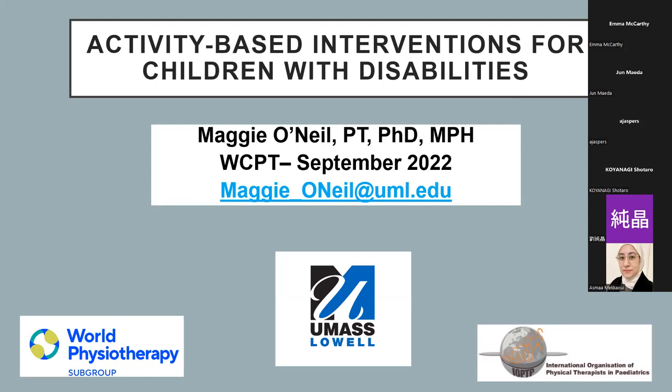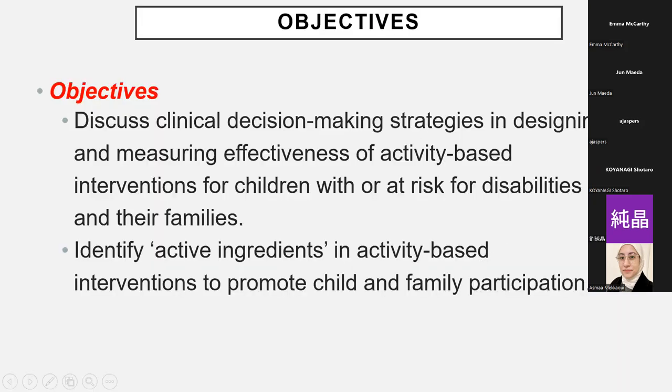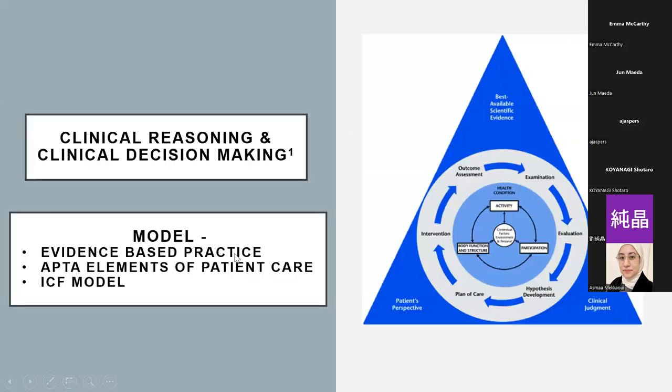So the first thing, if I can advance my slides, is my objectives from the grand tour of objectives for our presentation: to talk about clinical decision-making strategies specific to the children's needs in becoming more active, to be able to participate in the community settings and activities of their choice that are designed well for them, and certainly welcome in listening to Anu and what's happening in Finland. So that's terrific. And also to identify from my charge some active ingredients and activity-based interventions to promote the child and family participation. So it's clinical reasoning and clinical decision-making.